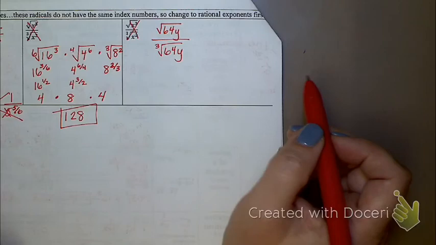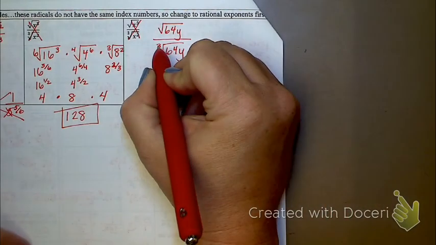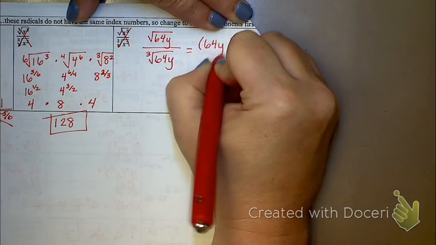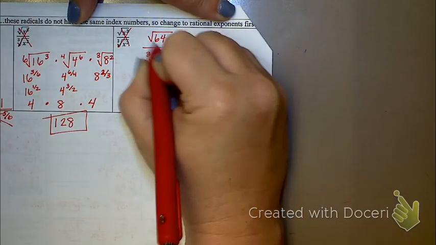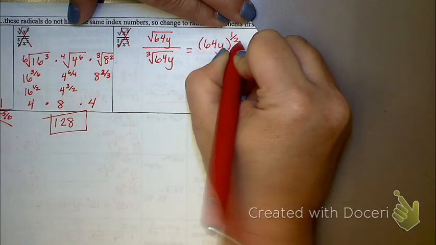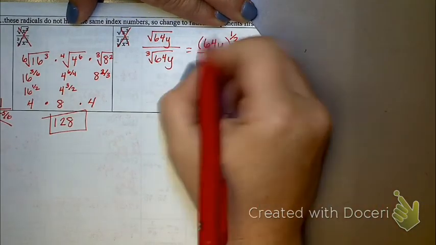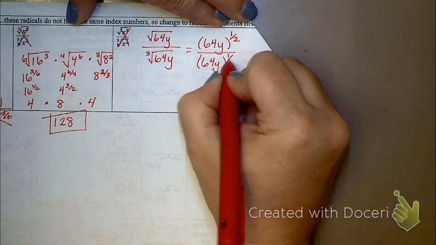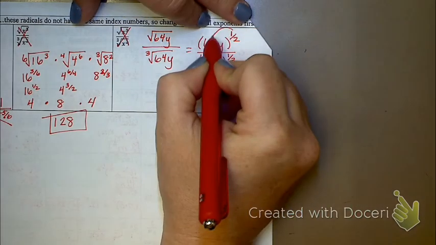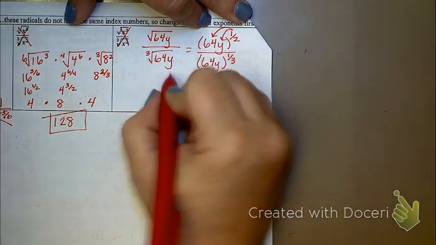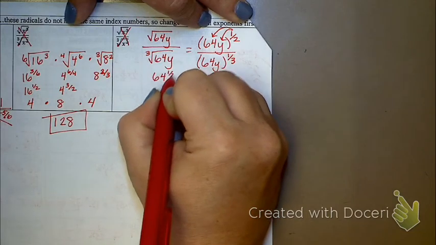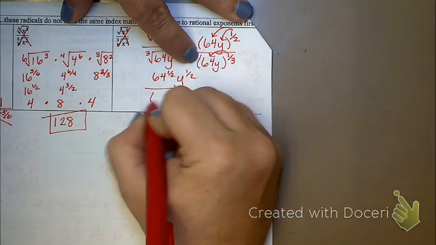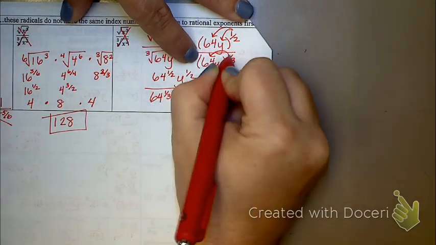Because the index up here is a 2 and the index down here is a 3, I actually have to go to exponent form. So I have 64y. It's in parentheses because the whole thing is under the radical. Square root is an exponent of 1/2. On the bottom, I have 64y. Cube root would be to the 1/3. So let's do some distributing. This has to apply to both parts. So that's 64 to the 1/2, y to the 1/2. On the bottom, I have 64 to the 1/3 and y to the 1/3.